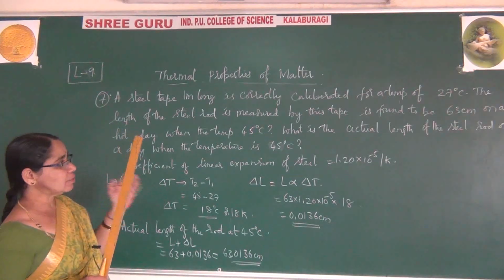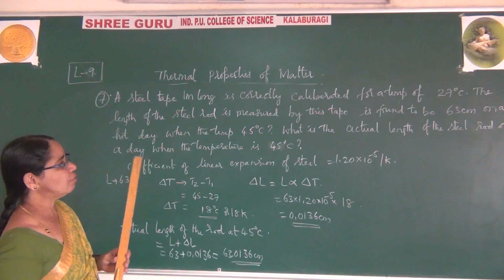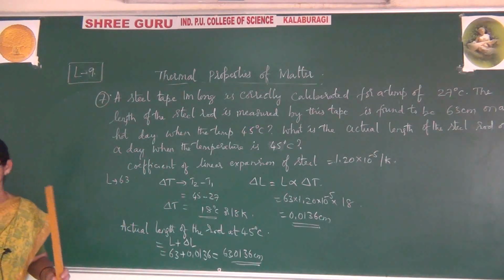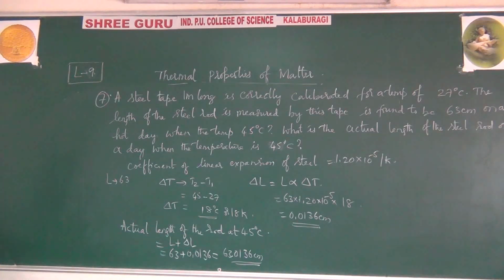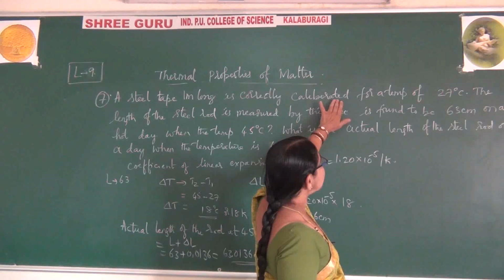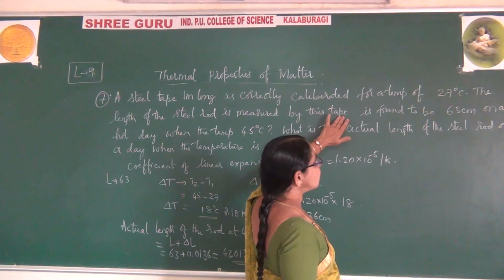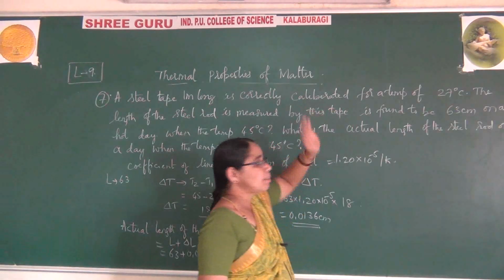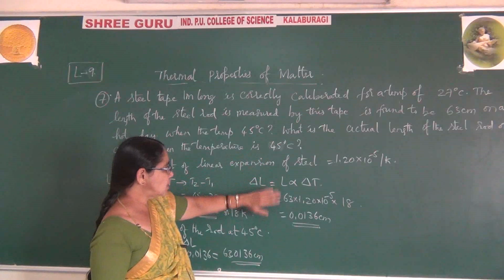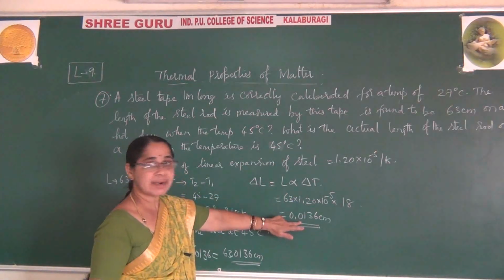Now what is the actual length of the rod on the day when the temperature is 45 degrees centigrade? Actual length they are asking. So please observe. This is for actual length. For 45 degrees, because at 27 degrees centigrade the steel tape was given and they have measured this as 63 centimeter. Means as the temperature increases, naturally the length increases. So this is the rise in temperature. Using this we have calculated this.